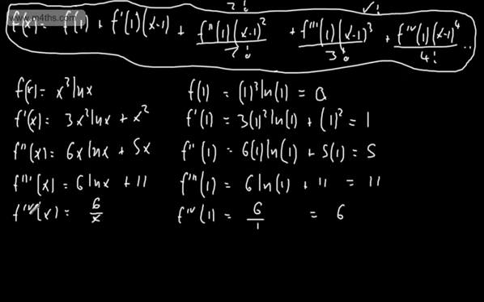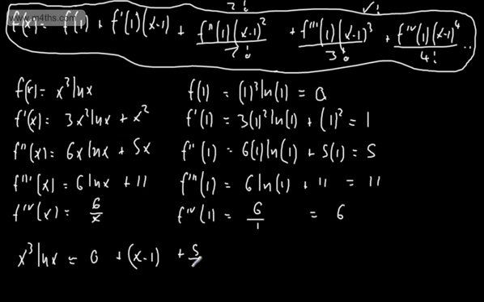So what we can now do is simply say that x cubed ln x is going to be approximately equal to f of 1. f of 1 is 0, plus f dash of 1 multiplied by (x minus 1). That's simply going to give me x minus 1, as my f dash of 1 is 1. Then we want the next one, so we're going to have plus 5 lots of (x minus 1) all squared over 2 factorial.